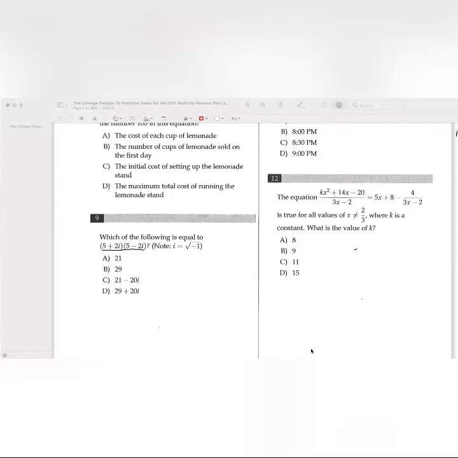Okay, this one's pretty easy. Yeah, which of the following is equal? So you factor this out. You FOIL it, and then you get 10. These two cancel out because they're opposite charges. Then it would just be minus 4i squared. So that would be 29 because minus i squared is minus 1.